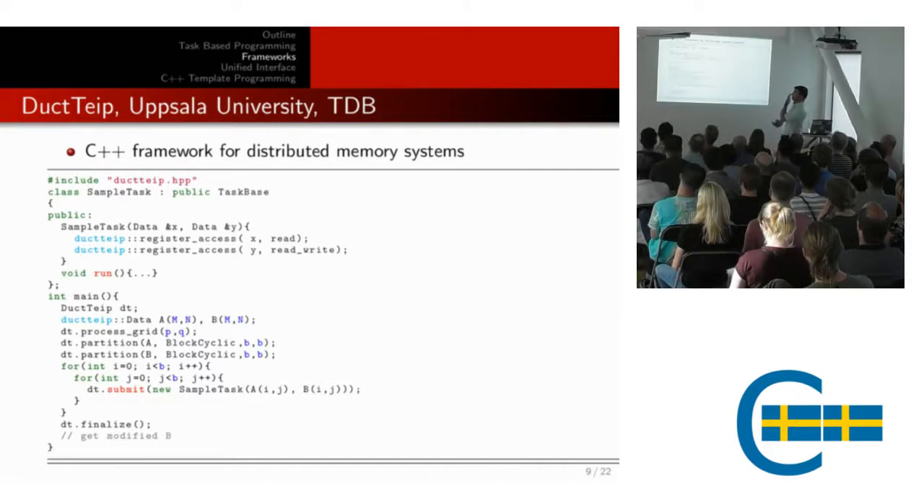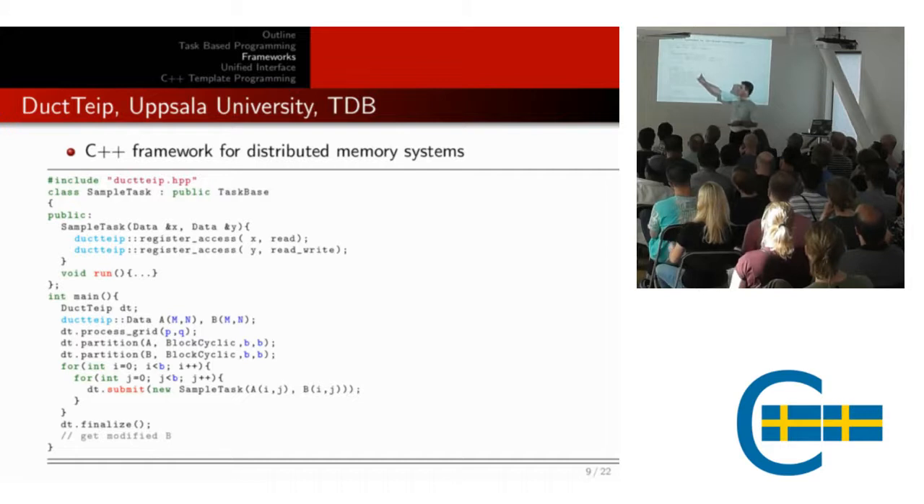And the next and the last framework that I will talk about is DuckTip, again from our research group at Uppsala University. This is again a very simple example, where we can define data types of different dimensions, because DuckTip is for distributed memory systems. Then we can define a process grid of the processes that we are running the program on, and we can partition data in different ways and in different numbers.